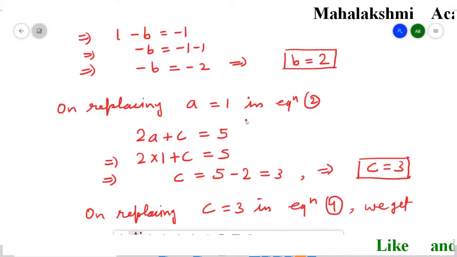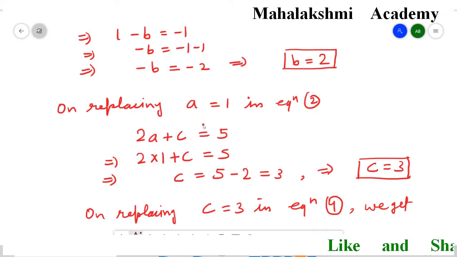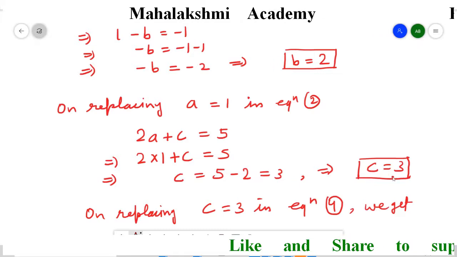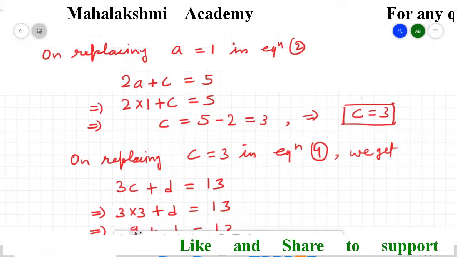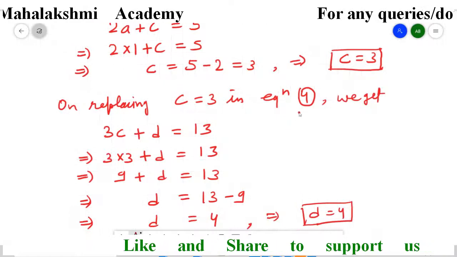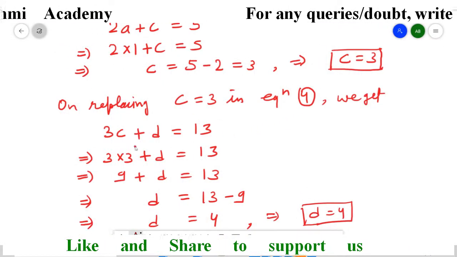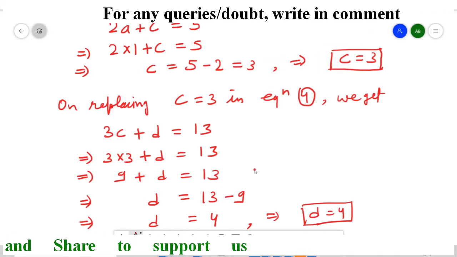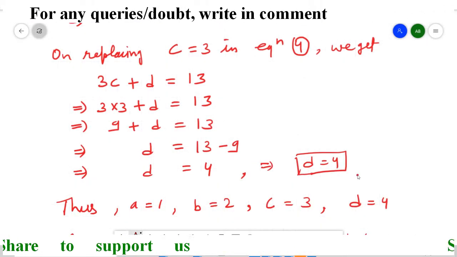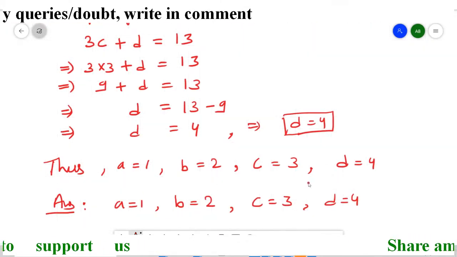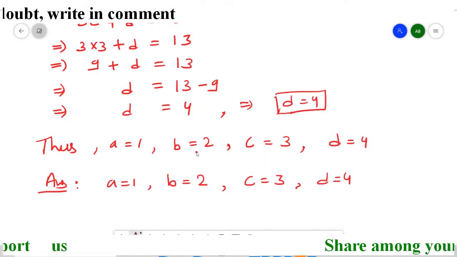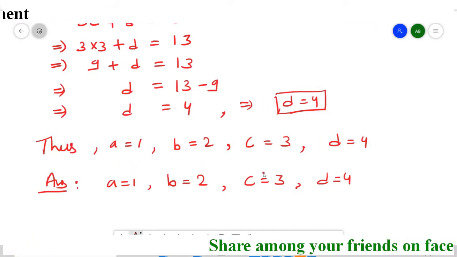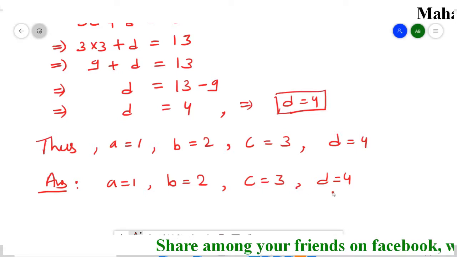The value of a I replaced in equation second. So instead of a I put 1, that gave me c as 5 minus 2, which is 3. Now this value of c, we will put in equation fourth. So instead of c I put 3, that is 9. This 9 will replace here, becomes minus 9, and we subtract, so we will get d as 4. So the values of a, b, c, d we obtained as 1, 2, 3 and 4. It's just a coincidence that we got continuous natural numbers 1, 2, 3 and 4.